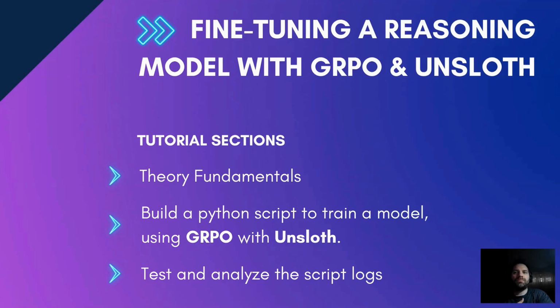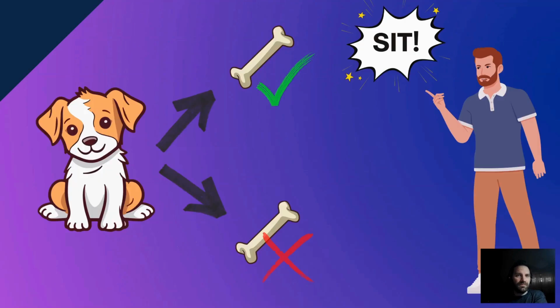Why GRPO? GRPO is particularly special because it provides stable and efficient training by evaluating multiple responses simultaneously, and is famously used by leading AI models like DeepSeek's R1 for its remarkable reasoning capabilities.